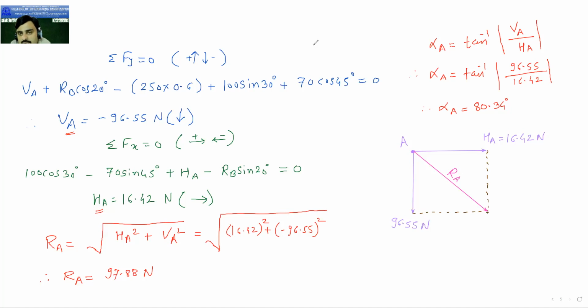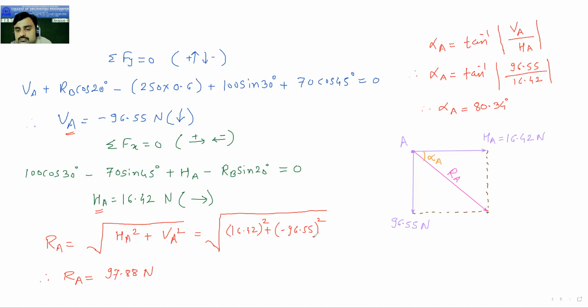Whatever the RA is, you can write over there. And this angle with the horizontal is alpha. This is the resultant diagram. And we have already calculated the value of RA and the value of alpha A. Okay. Is it clear? Did you understand the problem?